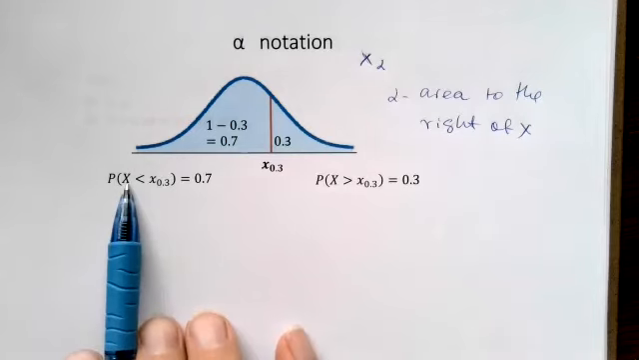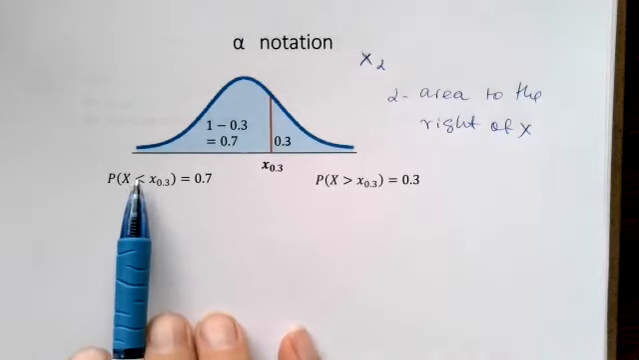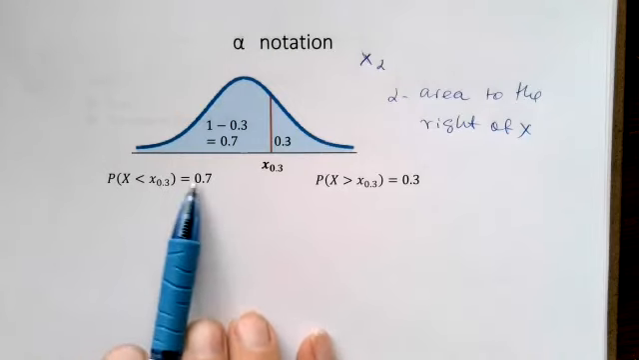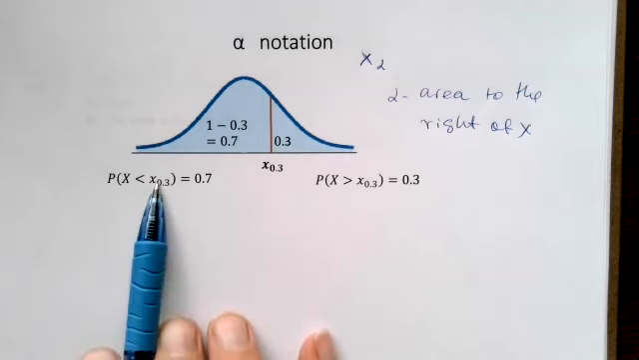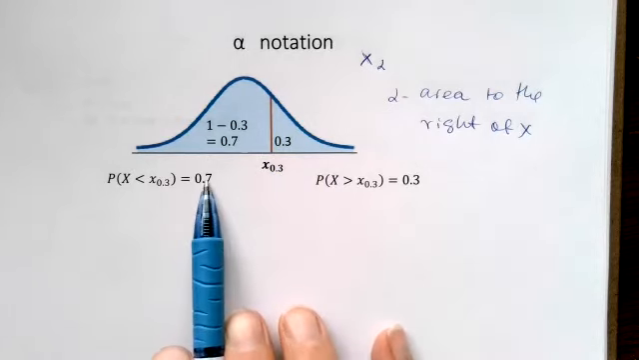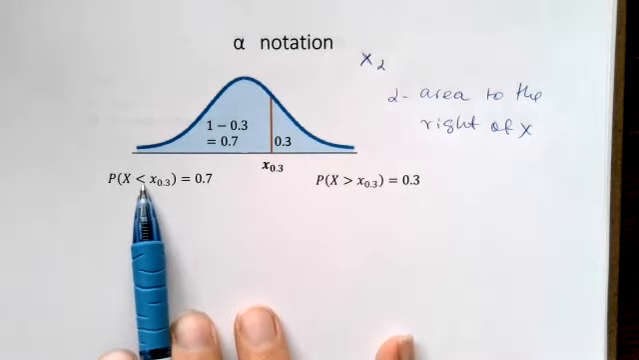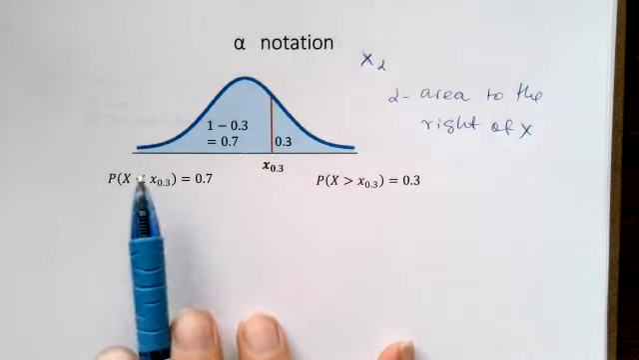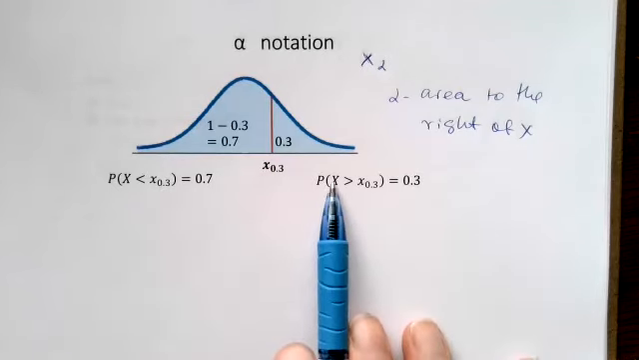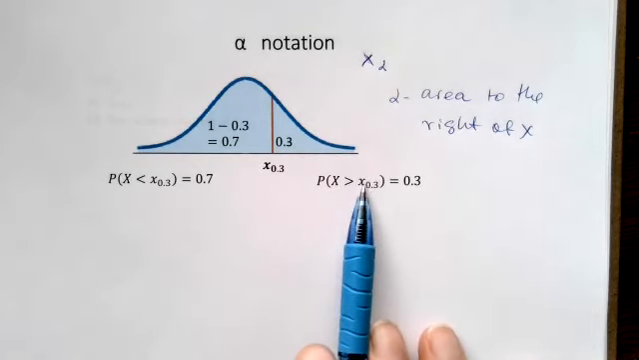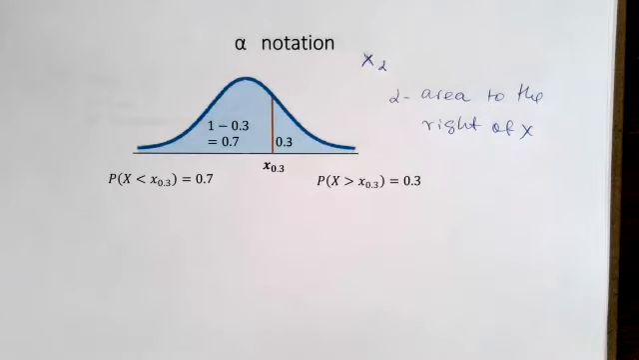The probability that the random variable x is less than this value is 0.7. So again, this is the value that separates the 0.3 on the right from 0.7 on the left. So here we have a less than symbol. That means that we're talking about the area to the left of this value. Now, the probability that x is greater than that value equals the area to the right of that value, which is 0.3.